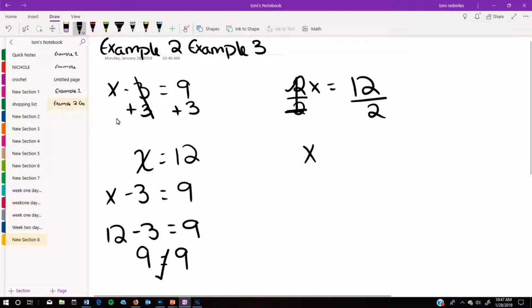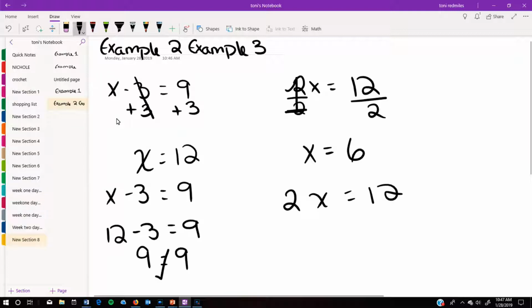All right, so now I just have the x because I got the required 1. That makes it disappear, because 1 times anything is itself, right? So it doesn't matter. 2 goes into 12. Remember, this means division. Goes into 12 6 times. Now let's do our check.